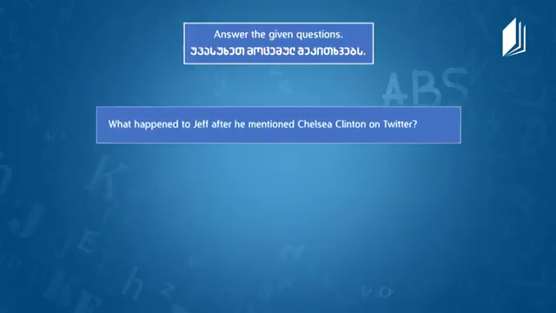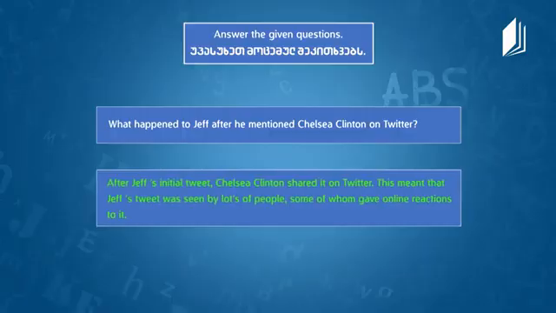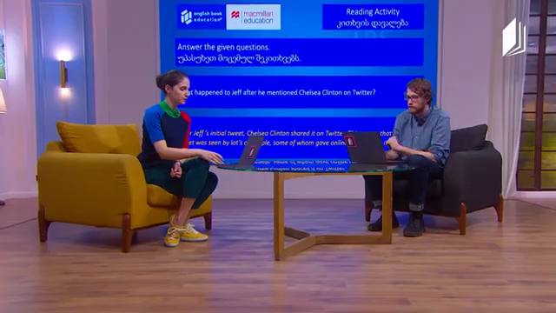And then what happened to Jeff after he mentioned Chelsea Clinton on Twitter? So again, in the text it was stated that after Jeff's initial tweet, Chelsea Clinton shared it on Twitter. This meant that Jeff's tweet was seen by lots of people, some of whom gave online reactions to it, and it became popular.